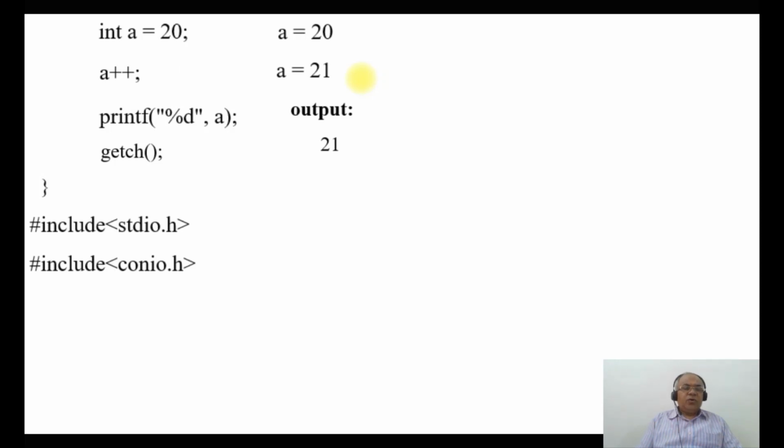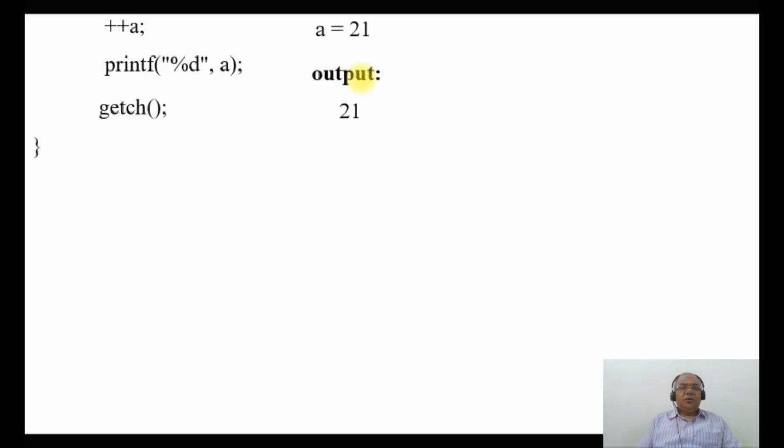Similarly, include stdio.h and include conio.h, then void main, clrscr(), then int a = 20. Suppose you are considering ++a, so what happens now? ++a means a is equal to a plus 1. So a is equal to 21, printf("%d", a), then getch. The output will be 21 only.